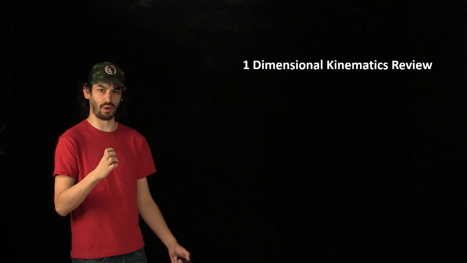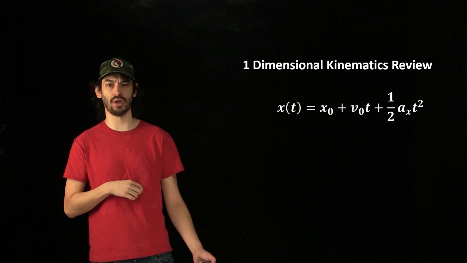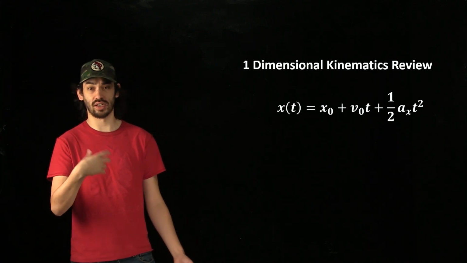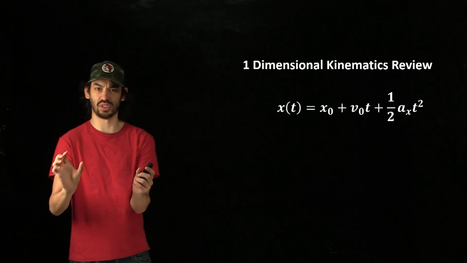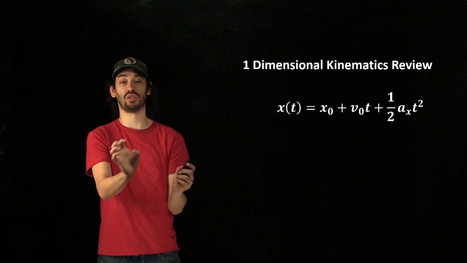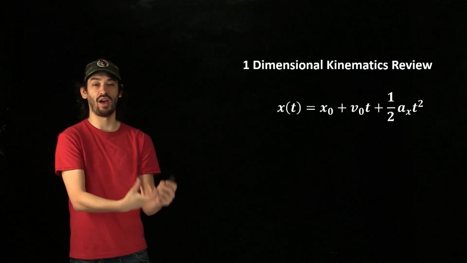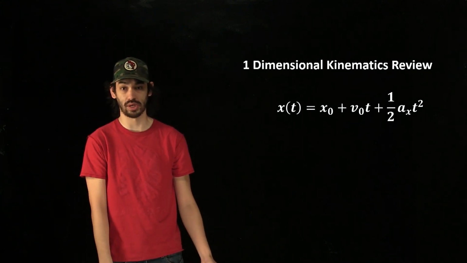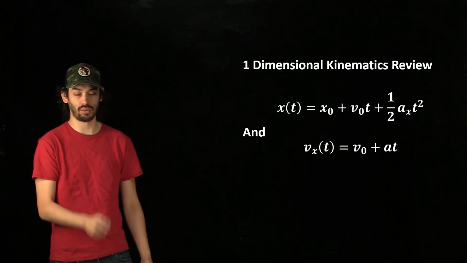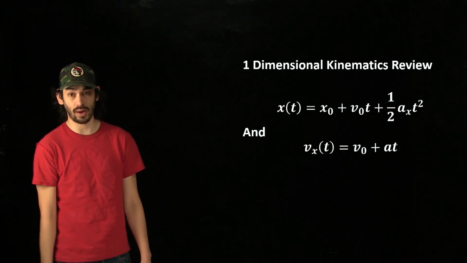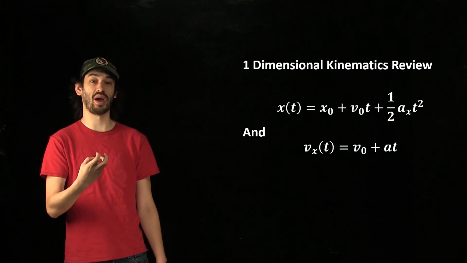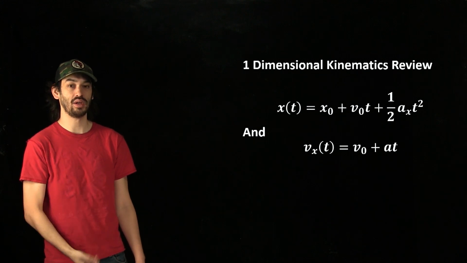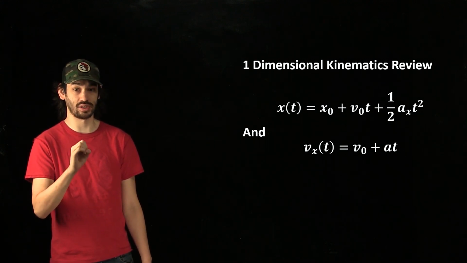these two important equations for one-dimensional kinematics. The first equation told us what the position of an object is as a function of time. And this said that x of t is equal to x naught, the initial position, plus v naught t, the initial velocity times the time, plus 1/2 a sub x times t squared, where a sub x is the acceleration of the object. We also had the equation that told us what the velocity was as a function of time. And this equation told us that v sub x of t is equal to v naught, again the initial velocity, plus at, the acceleration times the time.